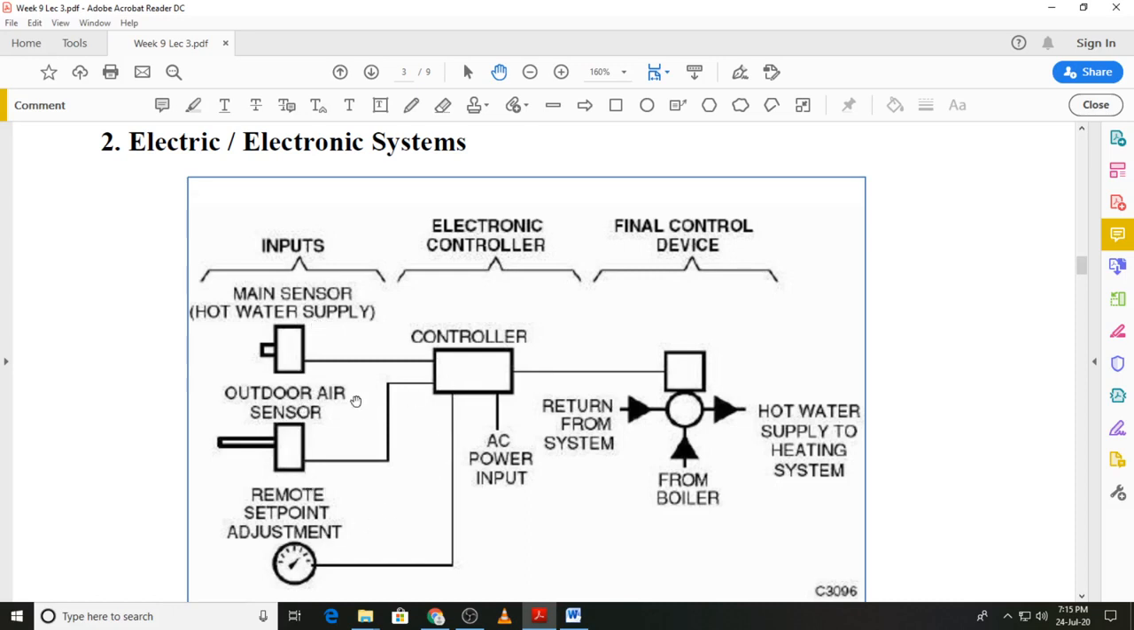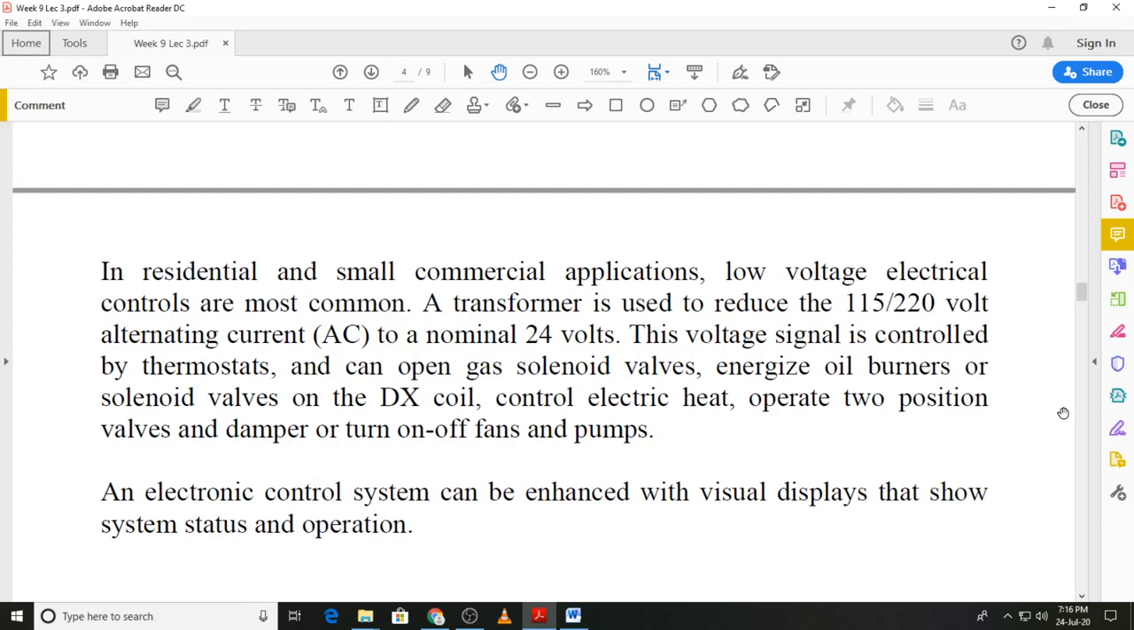So these two temperatures, the hot water supply temperature and the outdoor air temperature, so if you have a certain set point and the outdoor temperature drops below that, then the controller will send a signal to the actuator, where you have the control device, which is a valve, and that valve will then be allowed to provide a larger flow rate of hot water to the heating coil. So that valve will be operated through an electrical signal, and this is just a simple example of an electric or electronic system.